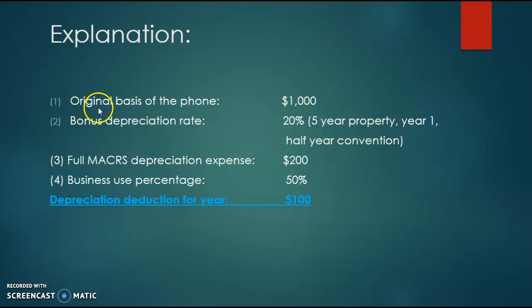And here is the formula. The original basis for the phone is $1,000. The bonus depreciation rate is 20%. That is 5-year property. It's a communication property. 1/2 year convention. The full depreciation expense is $200, 20% multiplied by $1,000. The business use percentage is 50%. Therefore, the allowable depreciation deduction for the year is $100: $200 depreciation for the full year multiplied by 50%.